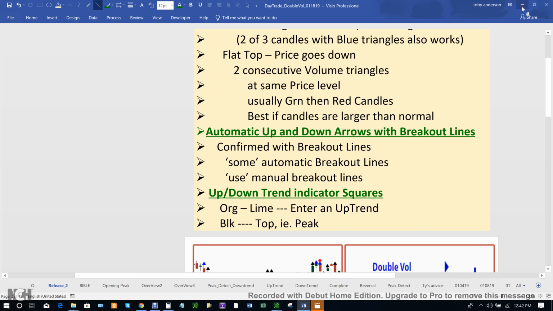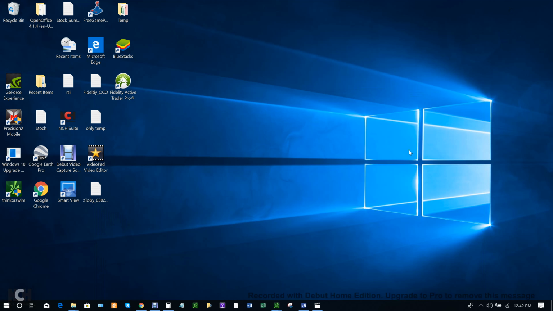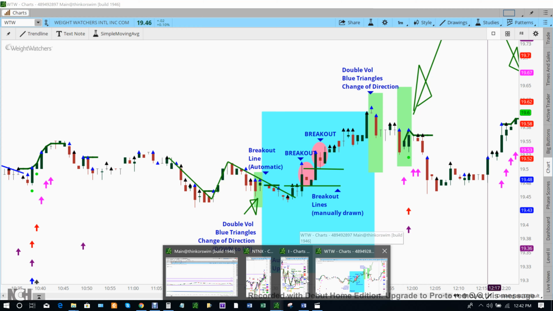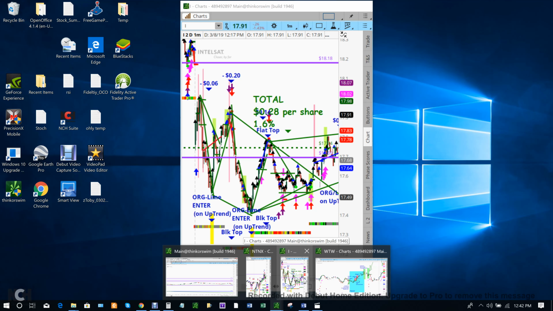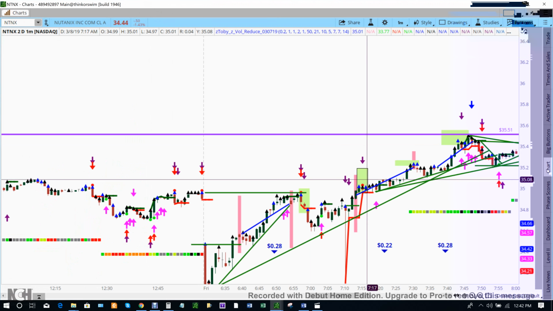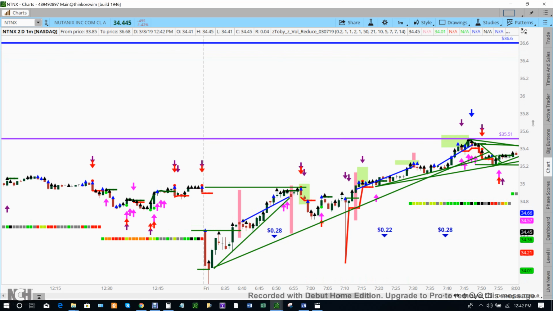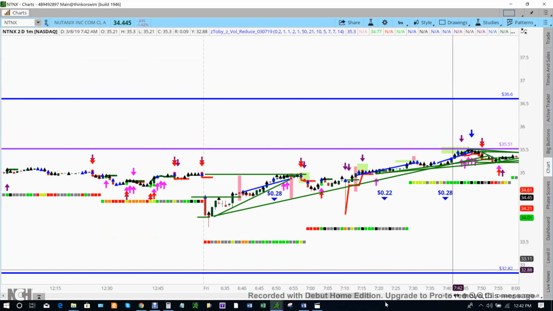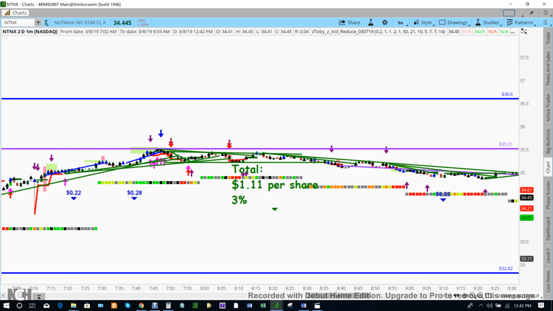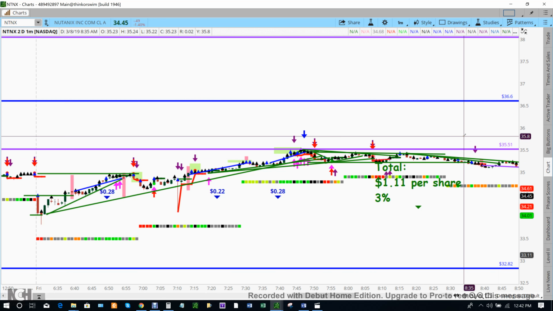Okay, so let's look at some real stocks. Okay, so this is some stocks that I traded today, and what is really cool is if you can get in on it. So this is what I did, 3%. And I'll try to get it so you can see it.